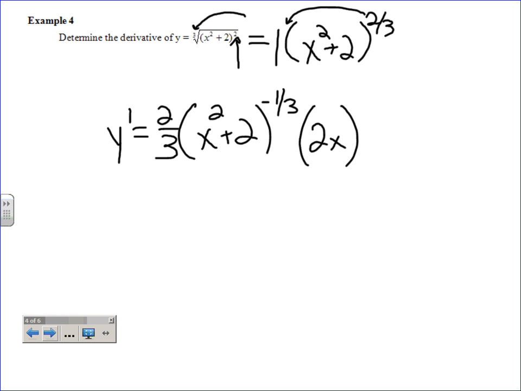There are two very common places people get going a little too fast on chain rule and they forget. One of the places is they forget that exponent, and then sometimes they forget to take the derivative of the inside. So take your time and make sure you don't forget those. Now, once again, we probably want to clean this up a little bit.